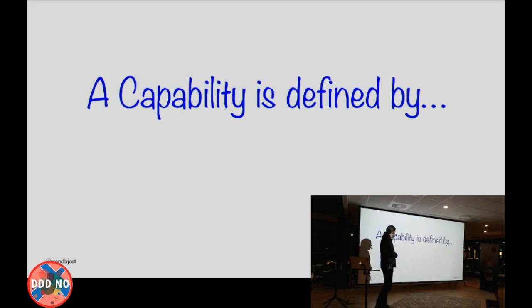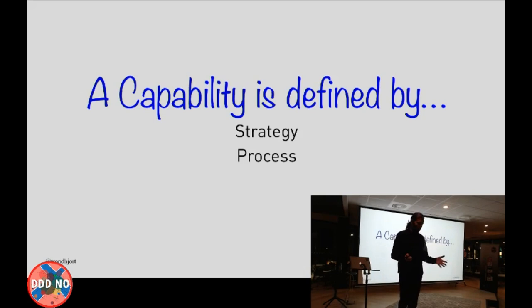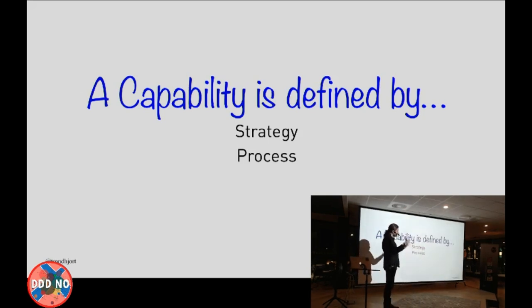So a capability is defined by strategy. Is it really? That's probably why we haven't heard that much about it, because it's mostly used in the business as part of their strategy work. And within a capability, there are processes, not business processes, because they go across, but there are processes within them. Transactional boundaries, for example, are one within.